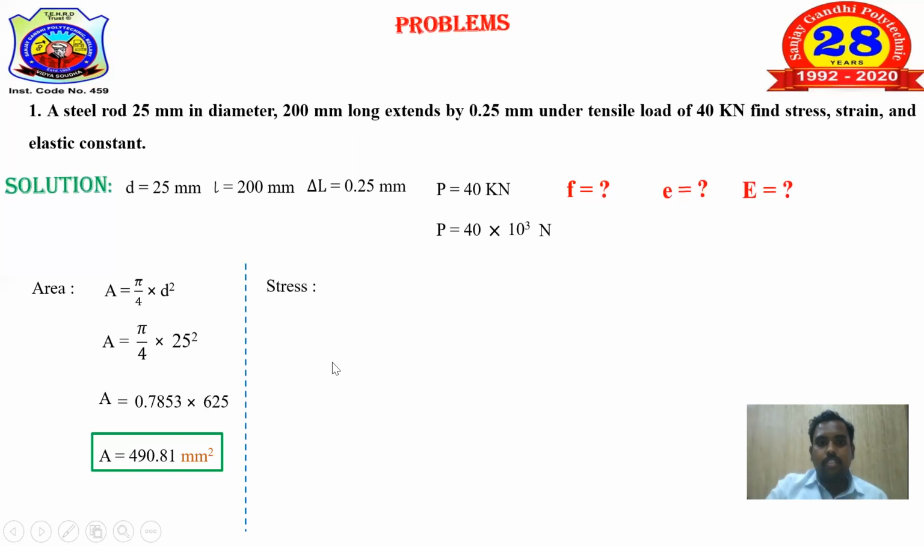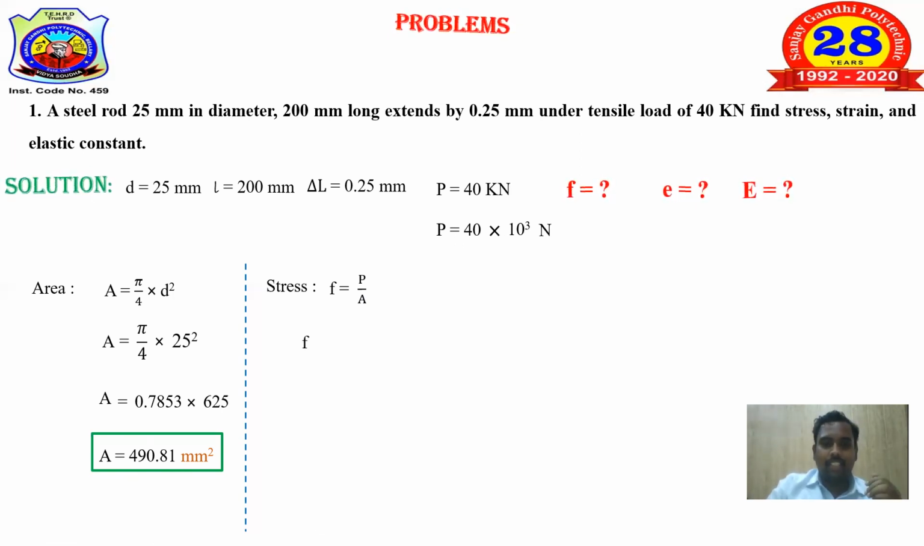What is the formula for stress? F equals P by A. F is stress, P is load, A is area. Once again, you cross-check, students. Can we solve this stress? See, F is unknown. Do you have any value for F? So we need to find F. So F is unknown. We have one unknown value. What about P? Do we know the value of P? Yes, we know the value of P. What about A? Yes, we know the value of A. Right now we have calculated it. So how many unknowns are there? There is one unknown. If we have one unknown, then definitely we can solve for that.